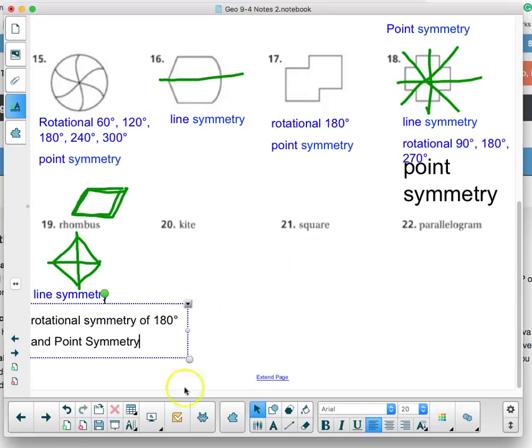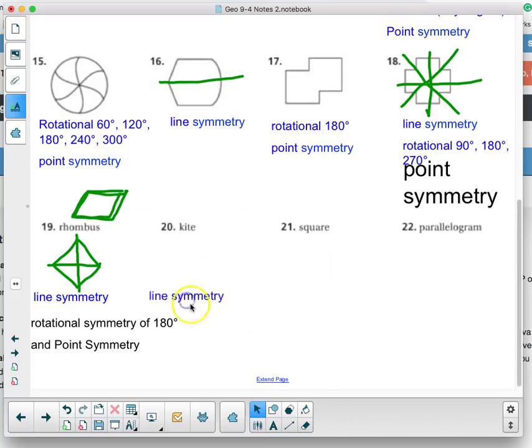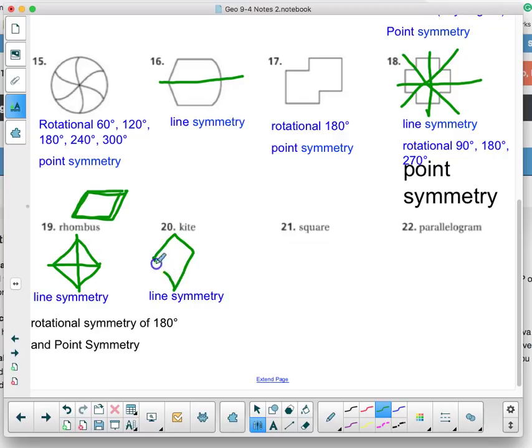Now the kite. When I'm looking at a kite, it won't have rotational symmetry. It'll just have line symmetry, and it'll be one line right down the middle of it. If I draw a picture of a kite, it'll look like this, and the tail will be a little longer there. And so its long axis is the line of symmetry.